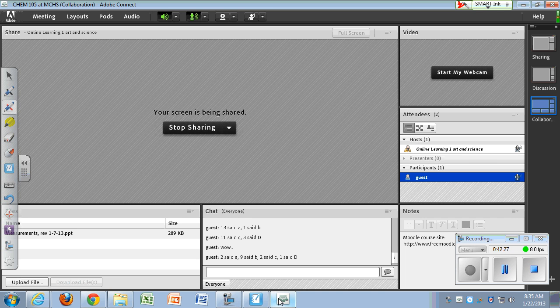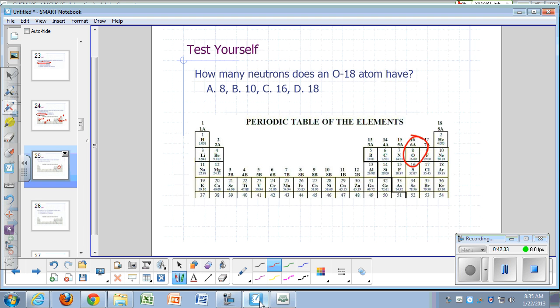Okay, 2 said A, 9 said B, 2 said C, and 1 said D. Okay, so 9 said B. Popular answer is 10. Very good, because oxygen has 8 protons. If you have 18, that must be 10 neutrons. 10 plus 8 will give you a total of 18 nucleons.